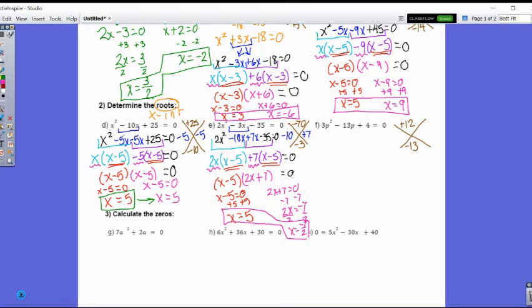Pick your pair of numbers. We're multiplying together to make a positive 12, but also adding together to make a negative 13. And that's going to be a negative 1 with a negative 12. Use that to rewrite. So negative 1p and negative 12p join in this problem. And we bring down the 3p squared. Bring down the plus 4 equals 0.